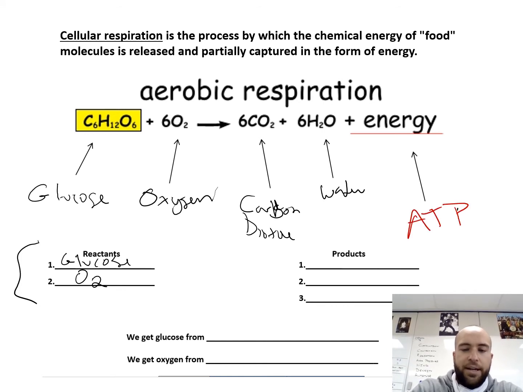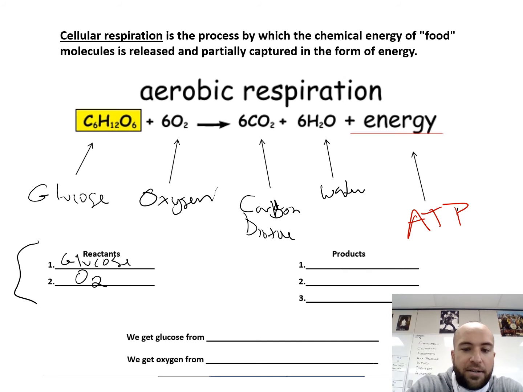ATP. And guess where ATP is produced? Powerhouse of the cell. Come on, what is it? The mitochondria. And what are the products? Products here are CO2, H2O, and ATP energy. And ATP stands for something.